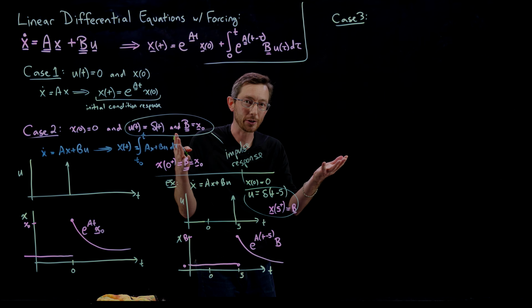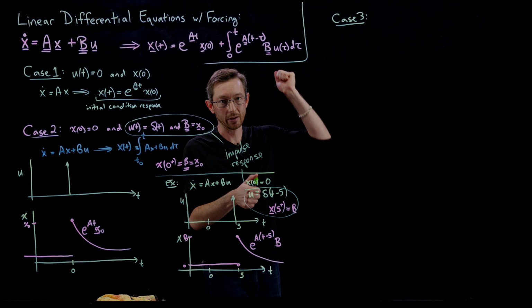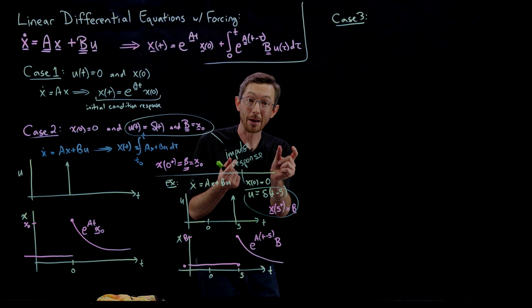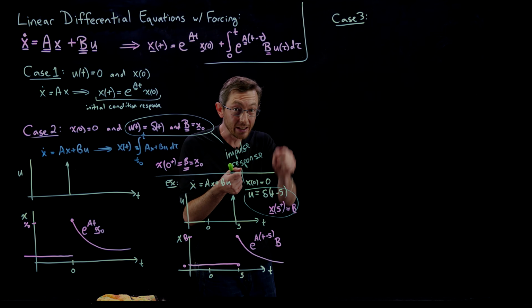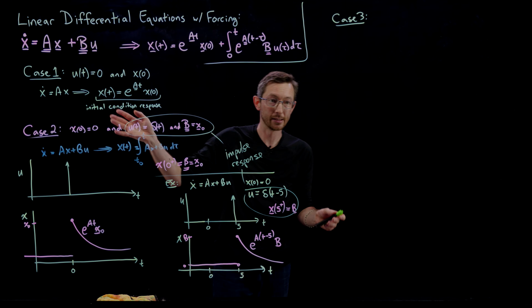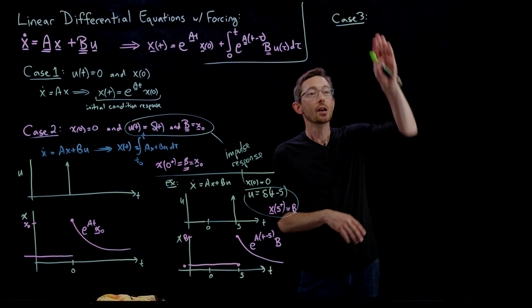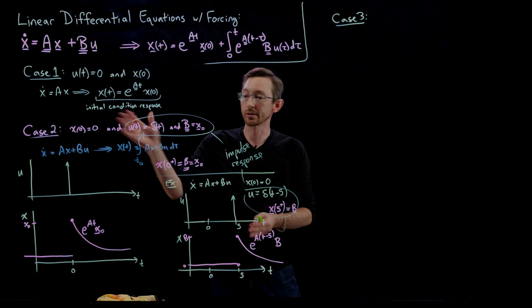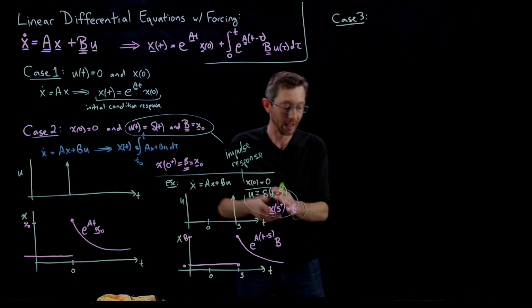And when I say delta function, you should think I hit my system with a hammer really fast. I give a finite amount of energy in an infinitesimally short amount of time. That's what an impulse response is. Mathematically, we write it as this delta function. So here I'm going to combine an initial condition response and an impulse response and show you what happens.